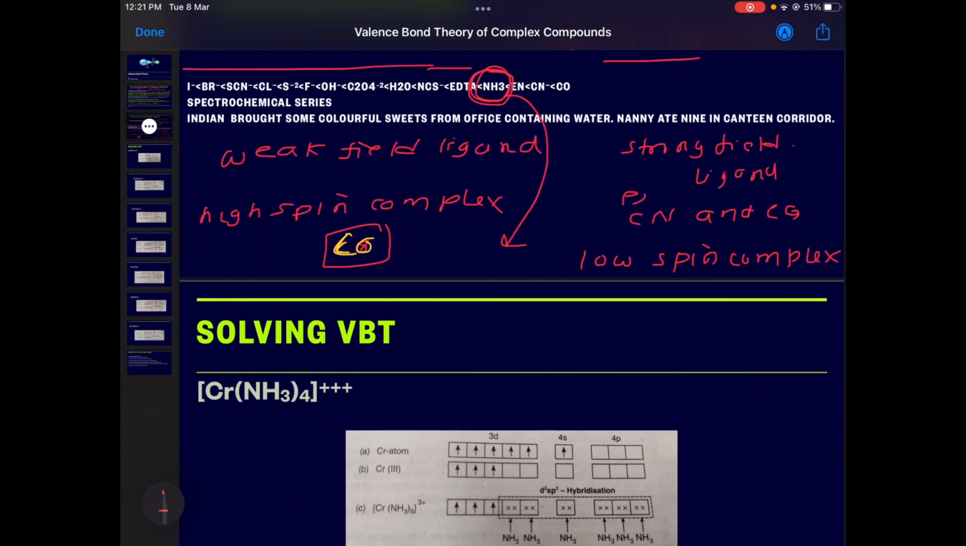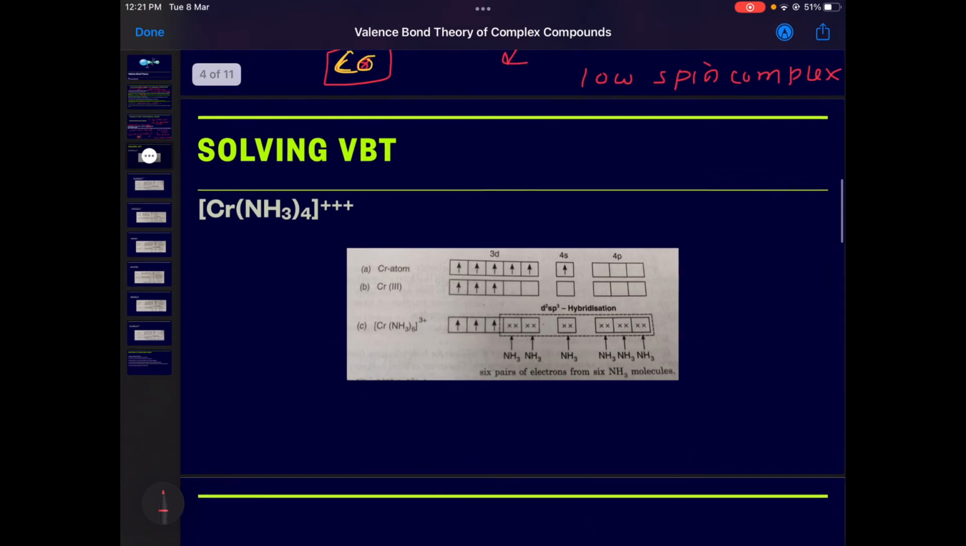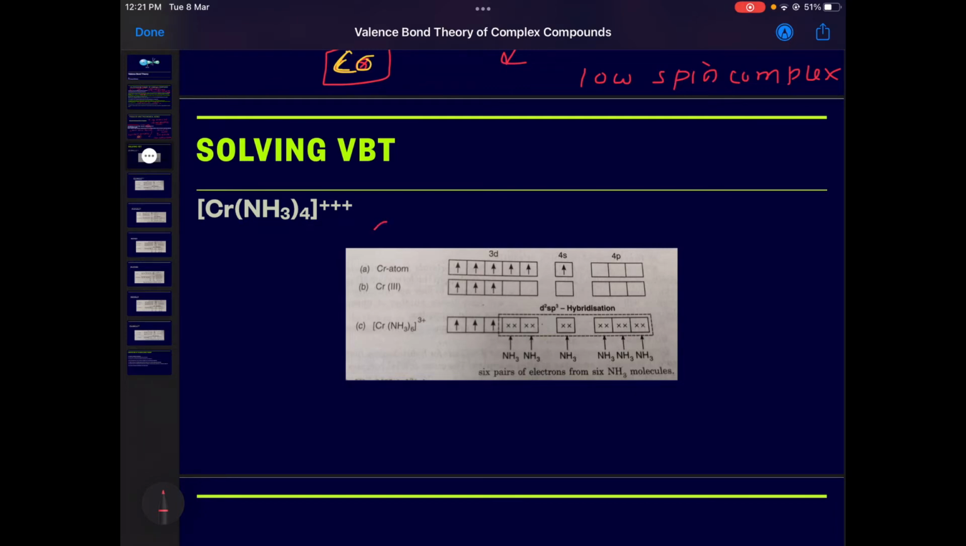So how to go about solving VBT? There are some specific tricks by which you can make VBT very easy. For this, say [Cr(NH3)4]3+. Chromium, as you know very well, has atomic number 24, and its configuration is 3d5 4s1. First, find out the oxidation state: x + 0 = +3, that means x will be +3. Now chromium has 24 electrons, that is 3d5 and 4s1.